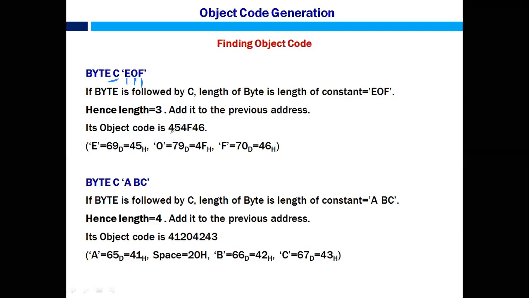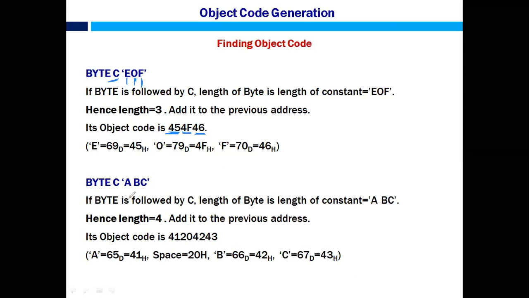So add it to the object code. The object code will start with 45, followed by O. O in hexadecimal is 4F, so add 4F, and then we have F. F in hexadecimal is 46. So one by one, you're just putting together the ASCII in hexadecimal of each of the characters. So this is the object code.